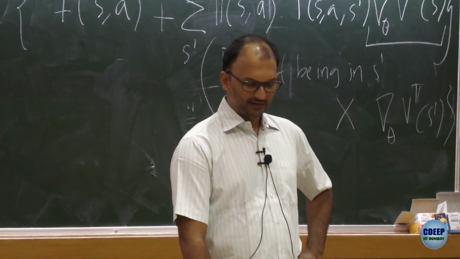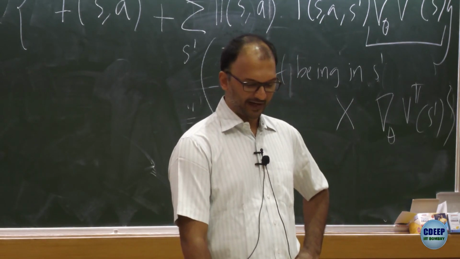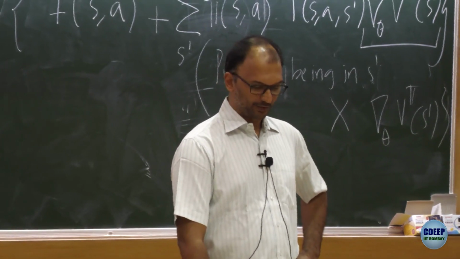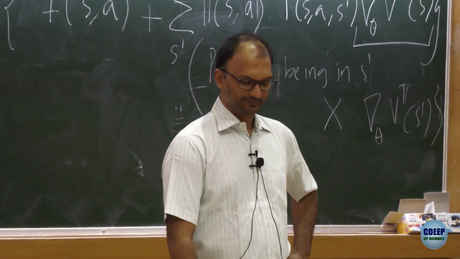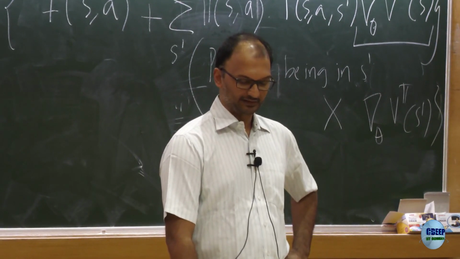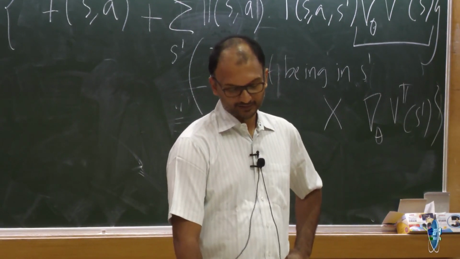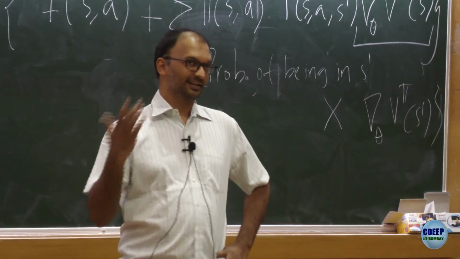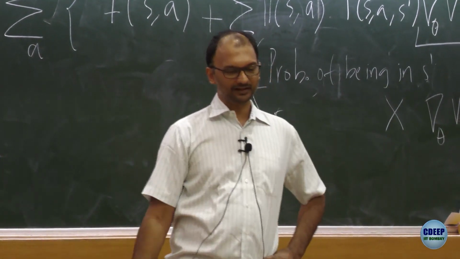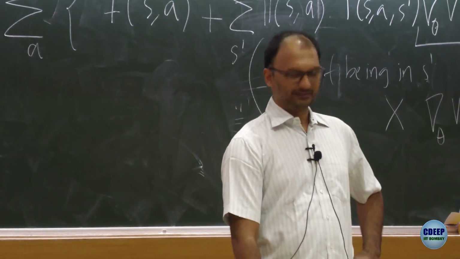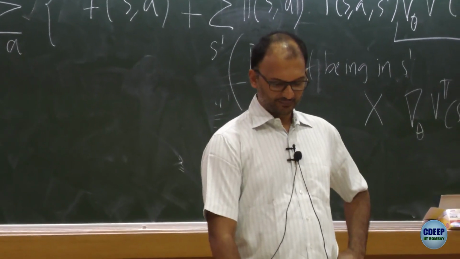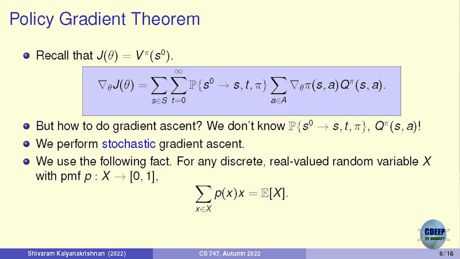Okay, and in order to do this, we are going to use the following fact. For any discrete real-valued random variable x with probability mass function p, the sum over all x of x times p of x is the expectation of x. Okay, you've probably heard this 100 times, written right to left. I mean, if I ask you what's the definition of expectation of x, right? X is some random variable that takes a few values, right? You'll look at the probability with which it takes each value, right?